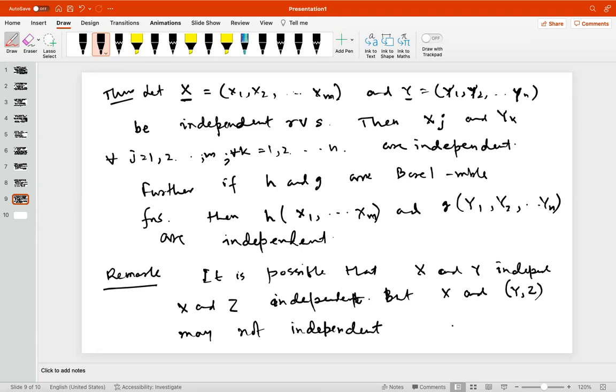So X is marginally independent of Y, and marginally independent of Z, but X is not independent of the joint (Y, Z). That may happen. But the other way is true. If X is independent of the random vector (Y, Z), then X is independent of Y and X is independent of Z. But the converse is not true: if X is independent of Y and X is independent of Z, then X may not be independent of the random vector (Y, Z). This is important.